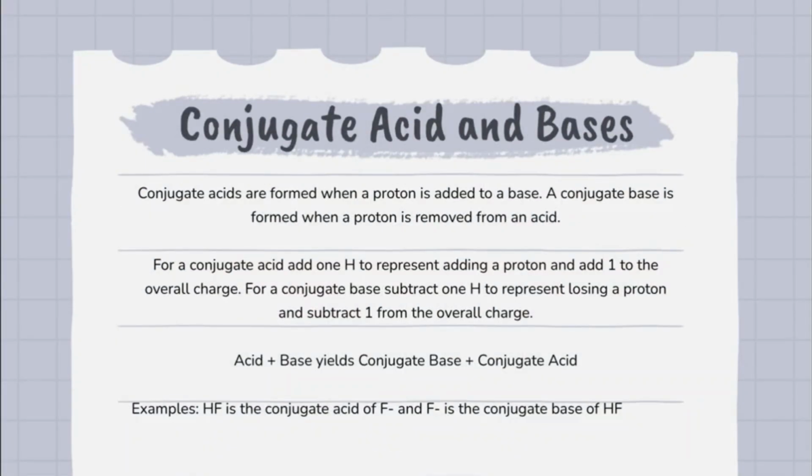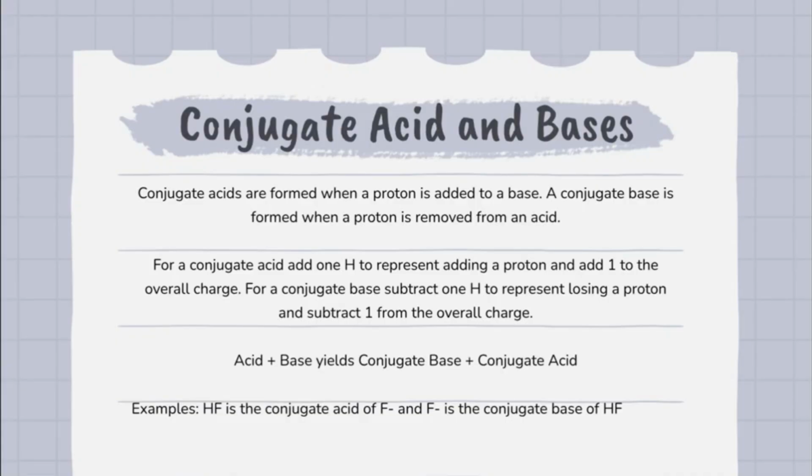Conjugate acids and bases. Conjugate acids are formed when a proton is added to a base. A conjugate base is formed when a proton is removed from an acid. For a conjugate acid, add 1 H to represent adding a proton, and add 1 to the overall charge. For a conjugate base, subtract 1 H to represent losing a proton, and subtract 1 from the overall charge.